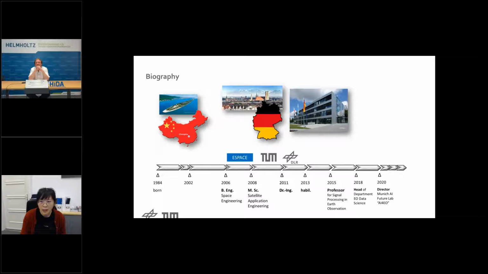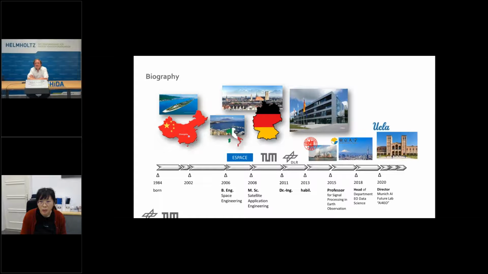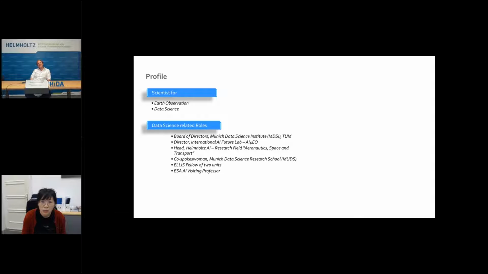In 2018, I started heading the Department of Earth Observation Data Science. And from May this year, I'm the director of the Munich AI Future Lab on Artificial Intelligence for Earth Observation. In the meantime, I have also had stays abroad, in Italy, in Japan, and in the US. To introduce my profile a bit, I'm a scientist for Earth Observation and Data Science. If you check my data science related roles, for example, I'm on the board of directors of the Munich Data Science Institute at TUM. I'm directing this future lab.